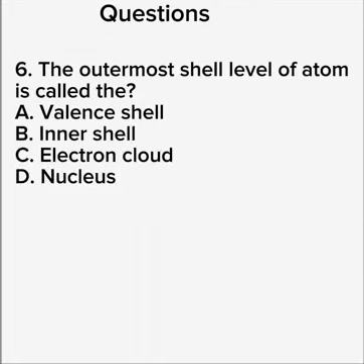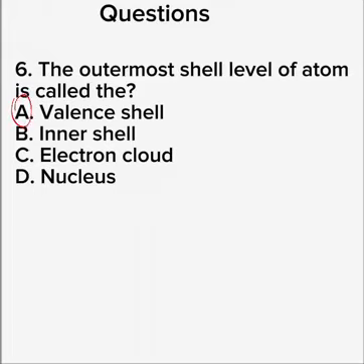Question number 6. The outermost energy level of an atom is called the A. Valence shell, B. Inner shell, C. Electron bond, D. Nucleus. The correct answer is option A. Valence shell. Valence shell is the outermost layer of electrons in an atom. Think of it like a house. The nucleus, protons and neutrons, is the living room, center of the house. The electrons are like people living in the house. The valence shell is the outermost room where the people, electrons, interact with the outside world.